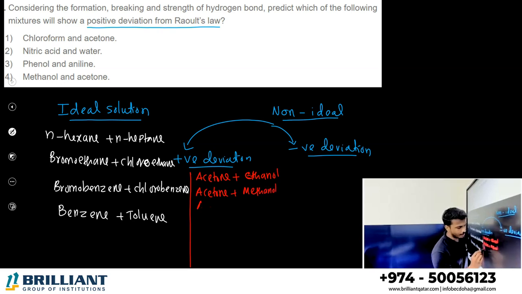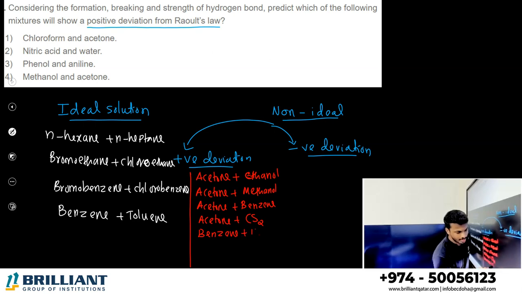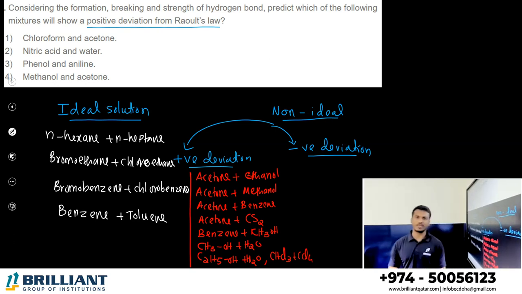Another one, acetone with the methanol. Then we have acetone with the benzene, and acetone with the carbon disulfide, benzene with the methanol, and methanol with the water, then ethanol with the water. One more example, chloroform with the carbon tetrachloride. It's very compulsory to know the examples. You can expect one sure question based on this in the exam.